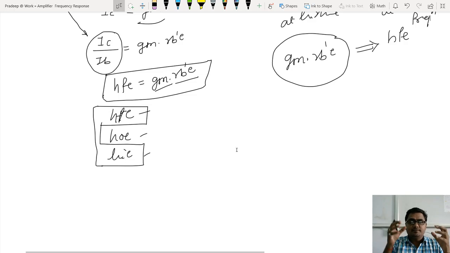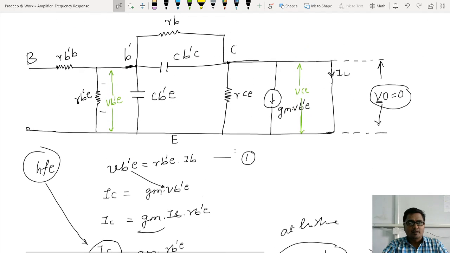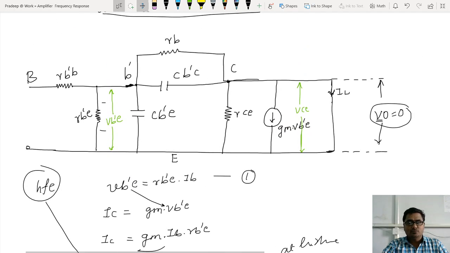We have calculated a lower frequency current gain equivalent, but the equivalent is not needed for the time being. We want the exact thing. So let us proceed for the exact thing. Okay, once again I need to copy this. See, this thing I have to copy.